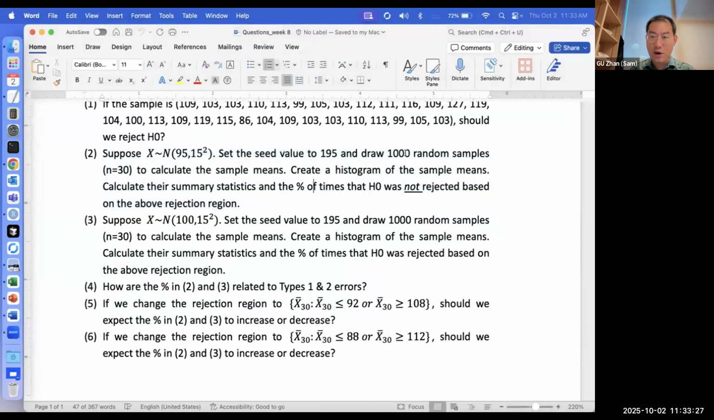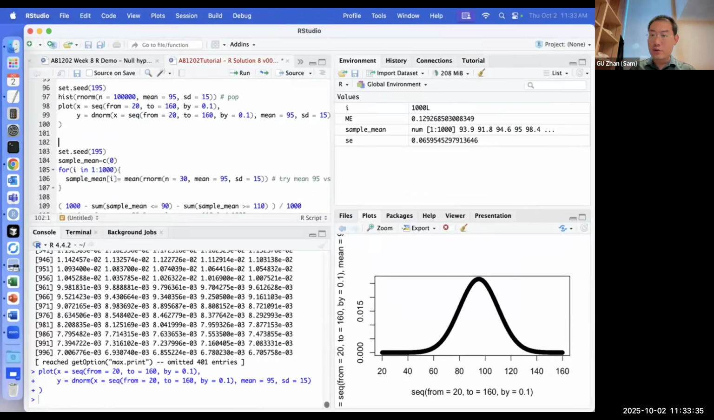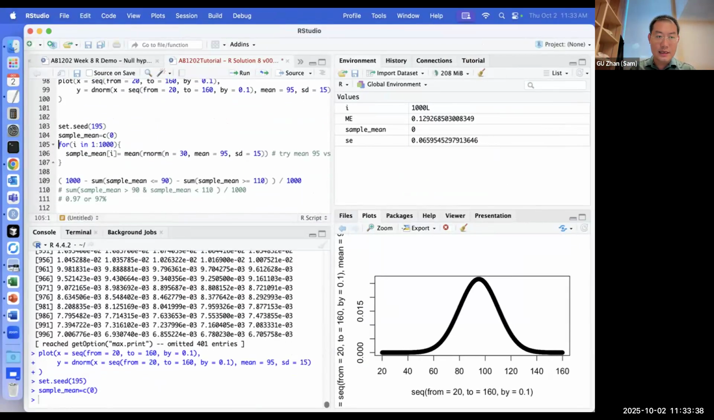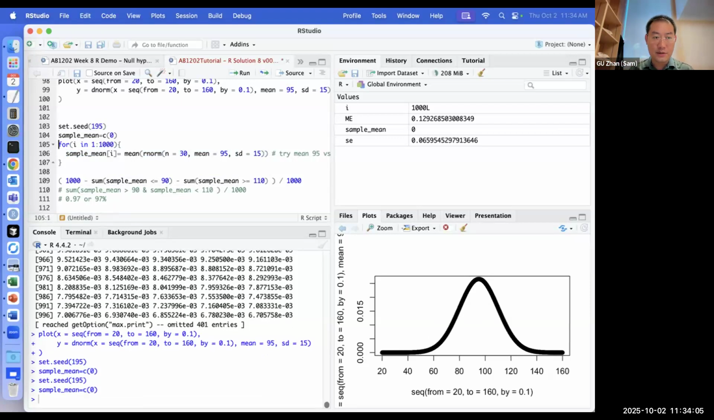We're going to draw 1,000 random samples with sample size equal to 30 and calculate the sample mean. I won't explain the code, so you will need to look at that. I create a sample mean vector, then loop 1,000 times. Each time, rnorm gets a sample of size 30 from this population distribution, with mean 95 and standard deviation 15. I calculate the mean, store it, and repeat 1,000 times.